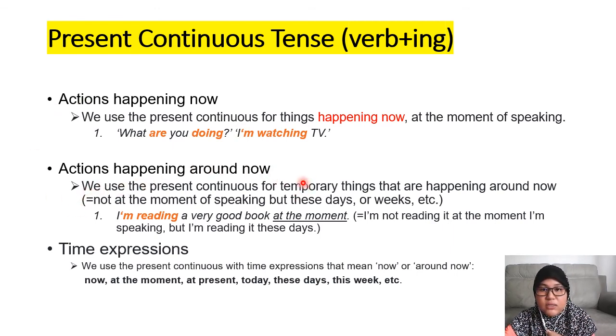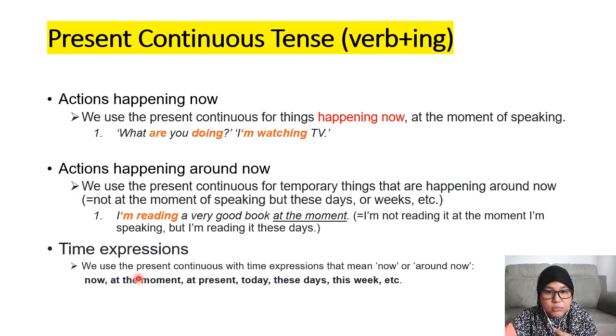Okay, the next one, actions happening around now. Okay, action perbuatan yang berlaku dalam lingkungan sekarang. Okay, we use the present continuous for temporary things that are happening around now. Okay, not at the moment of speaking but these days or weeks, etc. Okay, maksudnya walaupun dia tak berlaku sekarang pada waktu yang dia bercakap, tapi mungkin dia buat pada hari tersebut atau minggu tersebut. Okay, I'm reading a very good book at the moment. Okay, I'm not reading it at the moment I'm speaking but I'm reading it these days. Okay, maksudnya saya sedang baca buku pada waktu ini. Pada waktu ini tu tak semestinya pada waktu yang dia bercakap tapi mungkin dalam minggu tersebut.